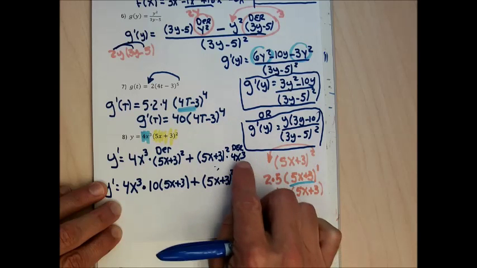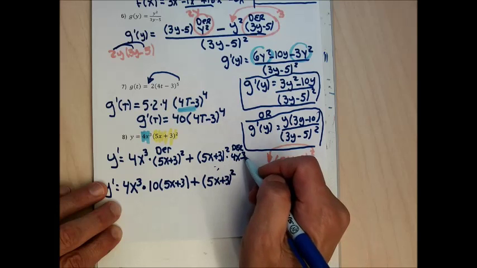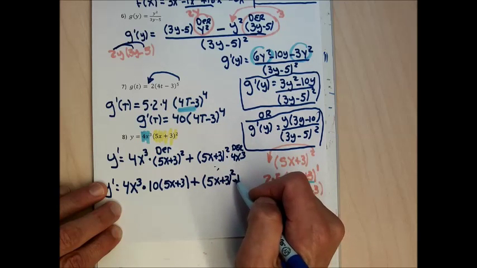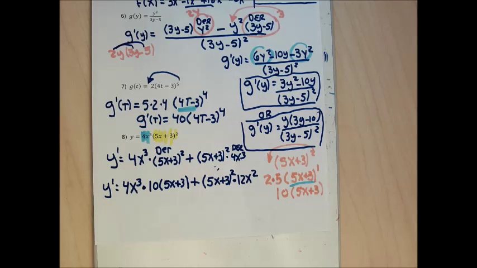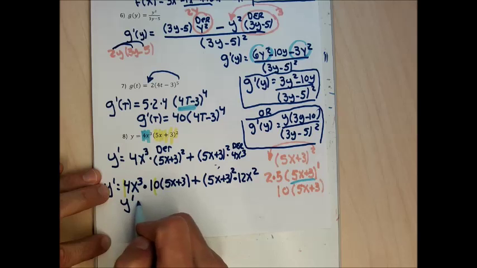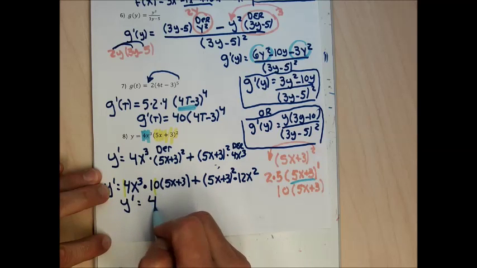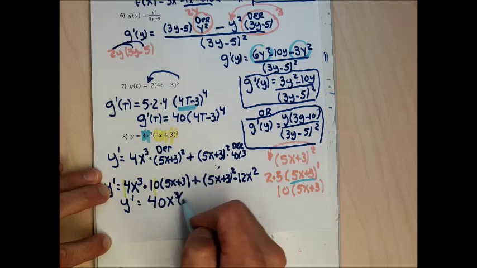And after the 5x plus 3 squared, I'm going to write the derivative of 4x cubed, and that's easy for me. I go 3 times 4 is 12, and lower the exponent by 1 to x squared. Now I'm going to try to simplify this, and let me multiply this 4 and that 10, and maybe write that in a better order. So this is going to give me y prime equals 4 times 10, which is 40. I'm going to leave the x cubed and the 5x plus 3 alone.